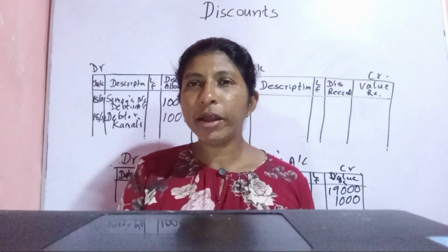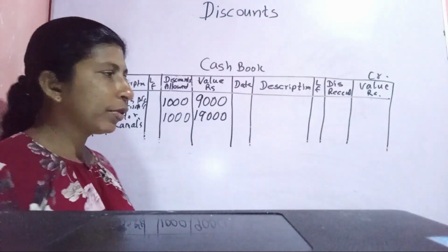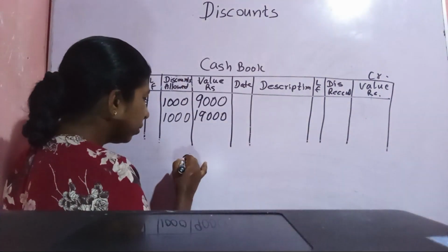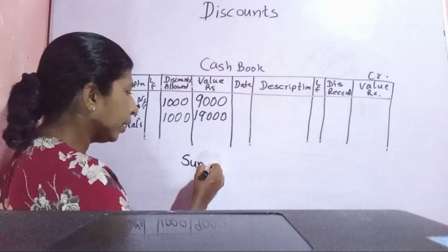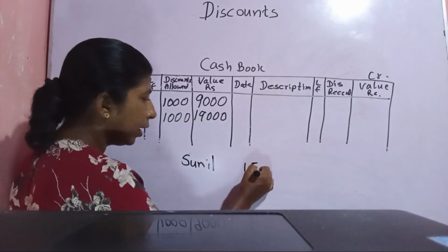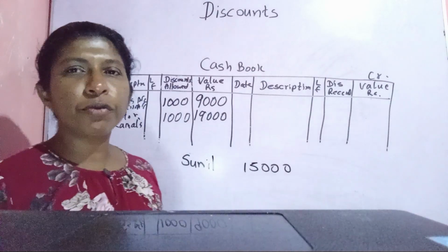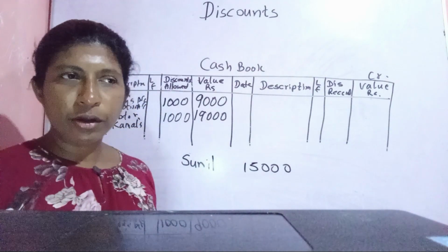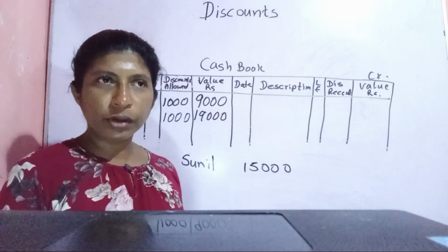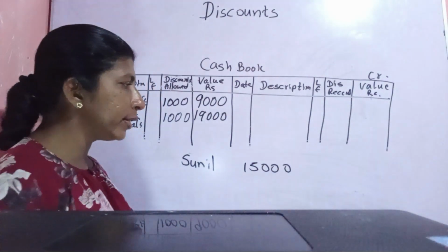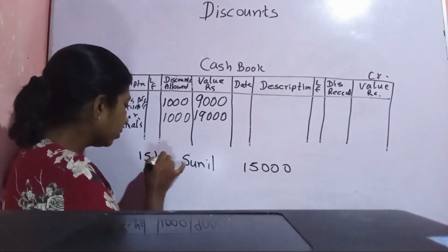Now I will explain an example for discount received. We have purchased goods from Sunil for 15,000 on credit basis. That means Sunil is our creditor. We have purchased these goods on 15th March.